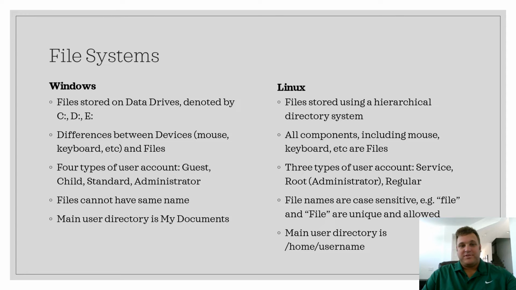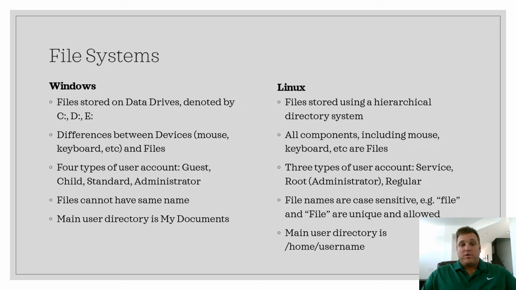Two of the main file systems available are the Windows file system and the Linux file system. Windows stores files on different data drives, denoted by letters such as C drive. Linux uses a hierarchical directory system, which starts with the root directory and branches out from there. Windows differentiates between devices and files, while Linux considers everything a file, even the mouse and keyboard.